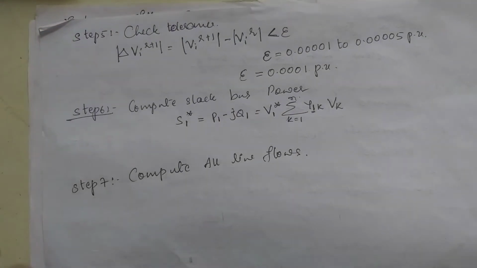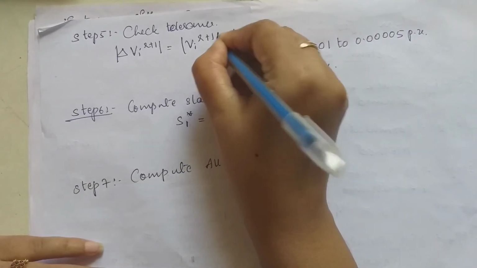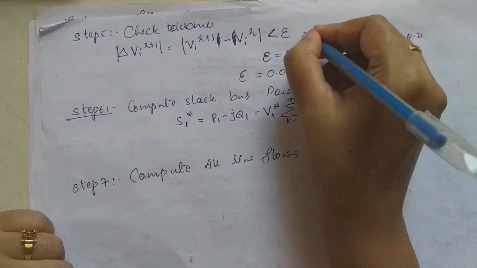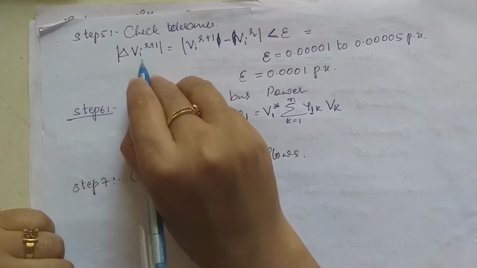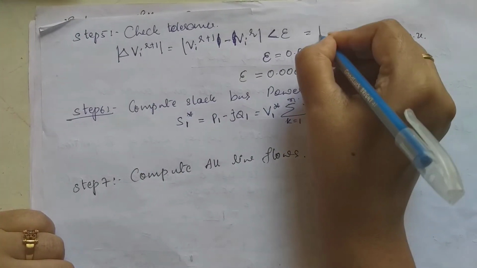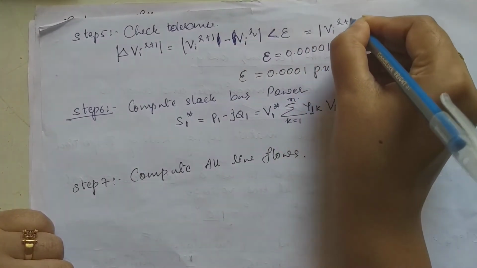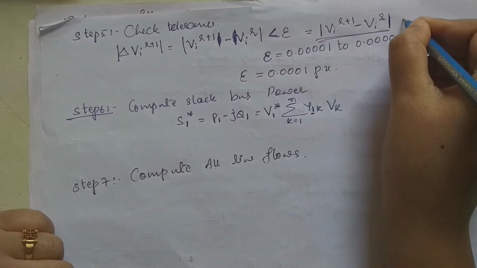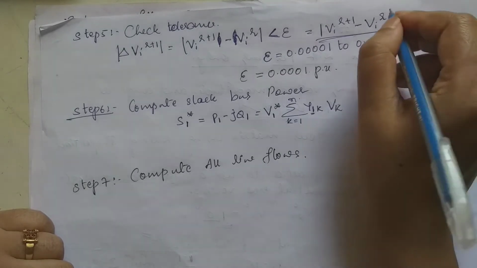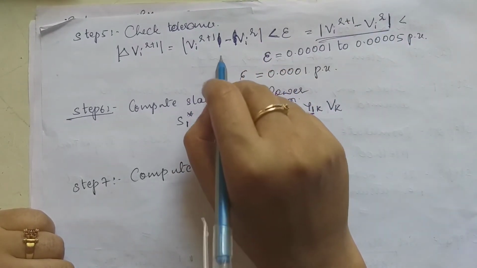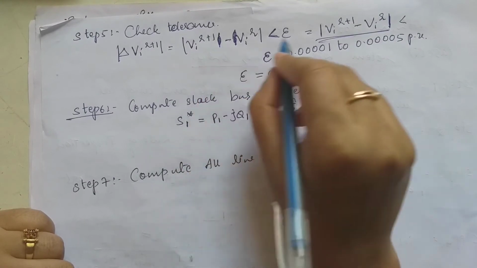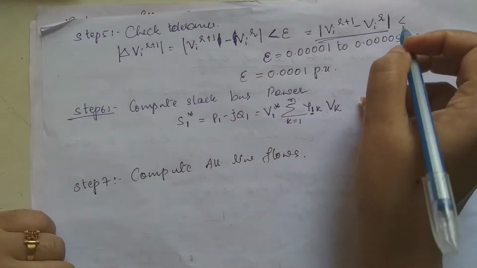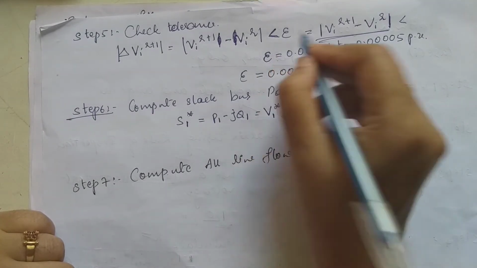Next, after calculating V_i^(R+1), what we have to do is calculate the tolerance. How do we calculate the tolerance? The magnitude of delta V_i^(R+1) equal to V_i^(R+1) minus V_i^R, the magnitude of this should be less than the tolerance. Why do we check the tolerance? If we check the tolerance, we will get to know whether it is convergent or not. If it is convergent, then it will be less than the tolerance value.